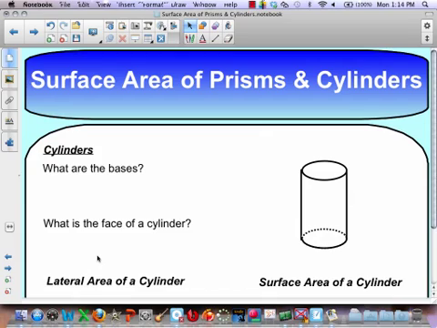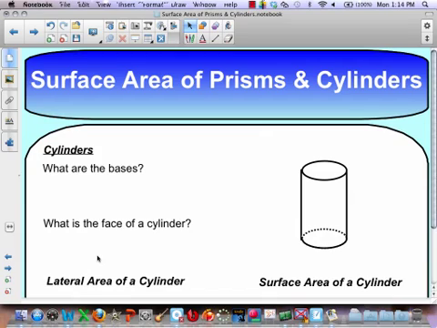Is a cylinder the same thing as a prism? You say no? Why? Because the cylinder only has basically one side. Only has one side, or does it have an infinite number of sides? It's infinite.